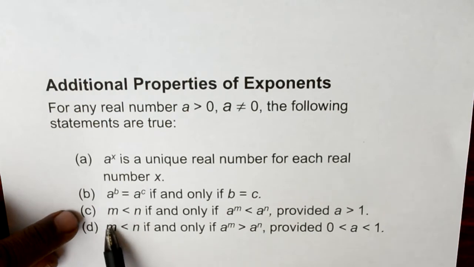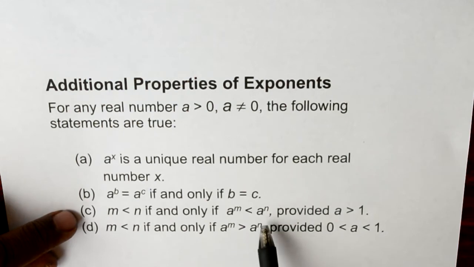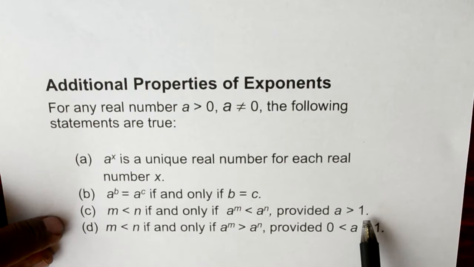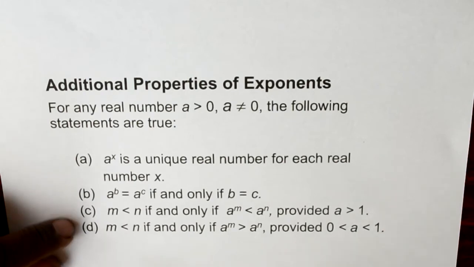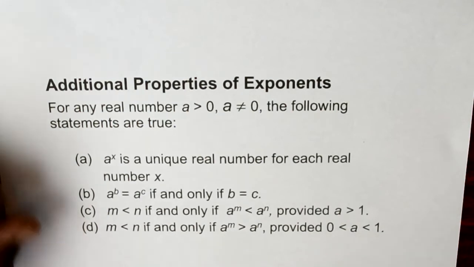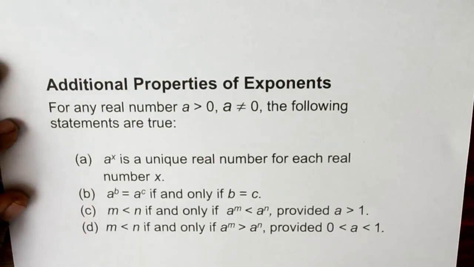Additional property C says m is less than n if and only if a raised to the power of m is less than a raised to the power of n, provided that a is greater than 1. M is less than n if and only if a raised to the power of m is greater than a raised to the power of n, provided that a is between 0 and 1.